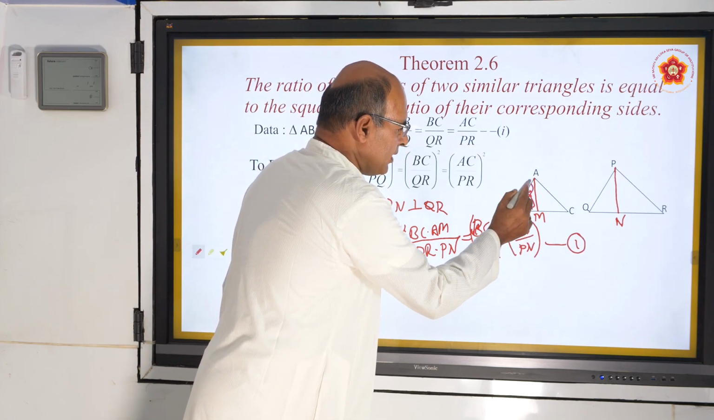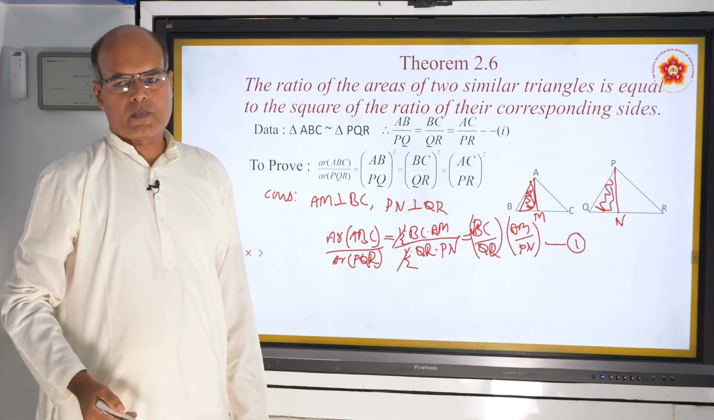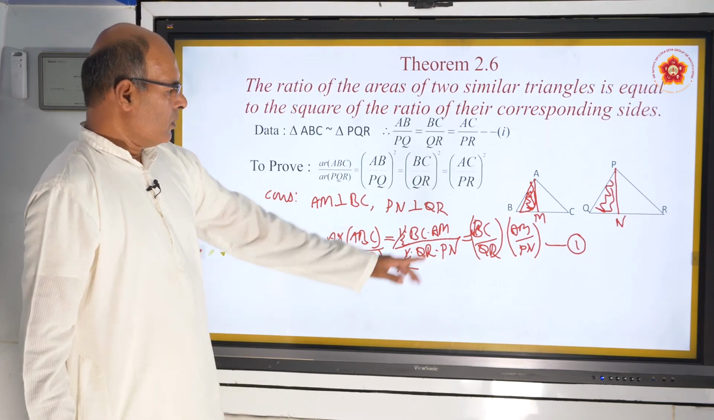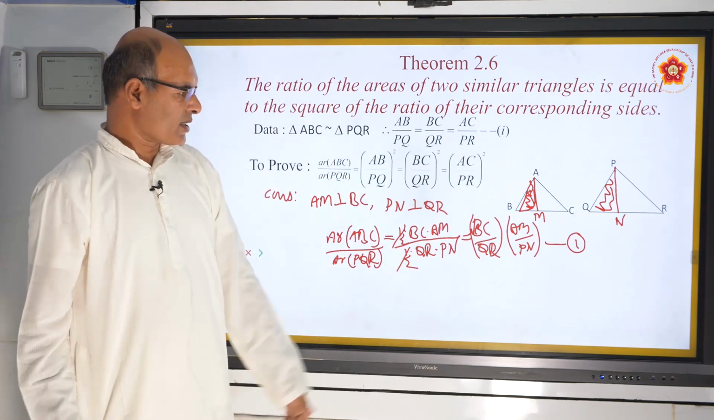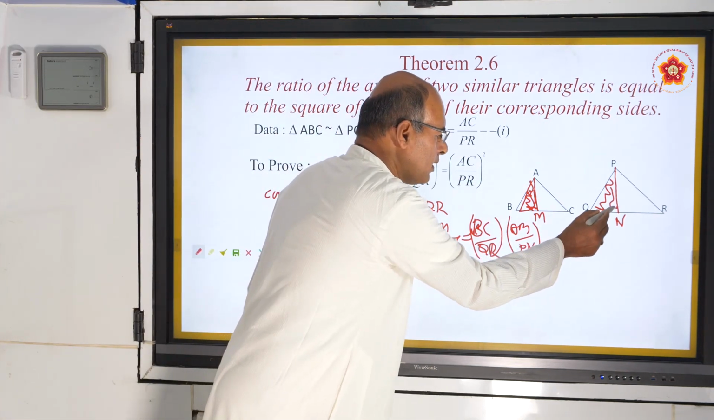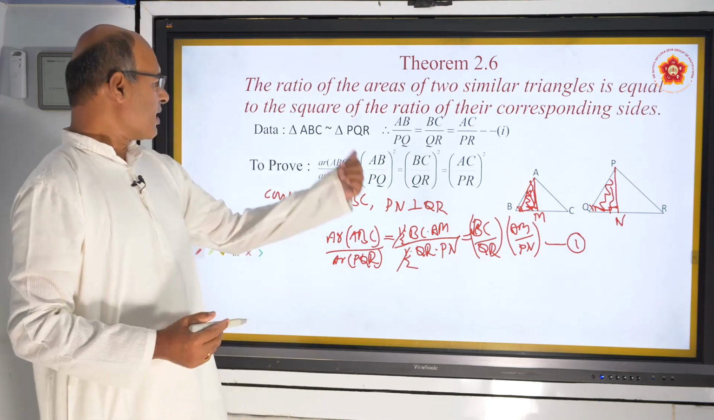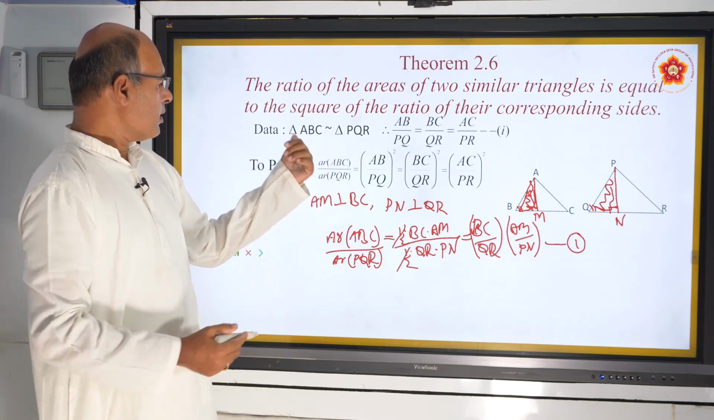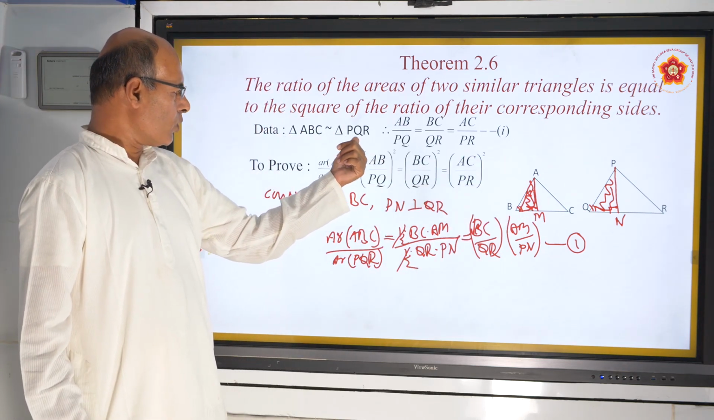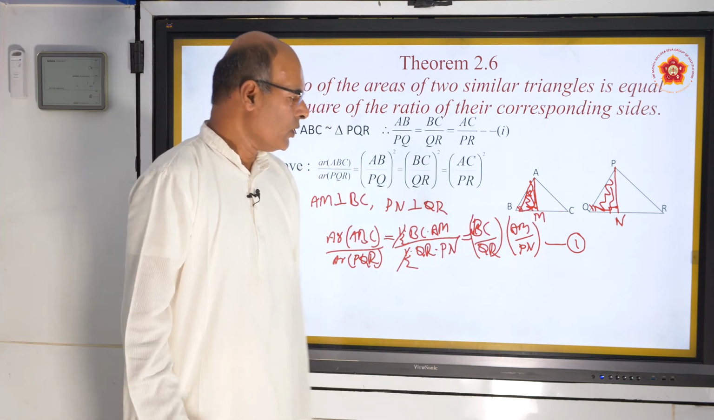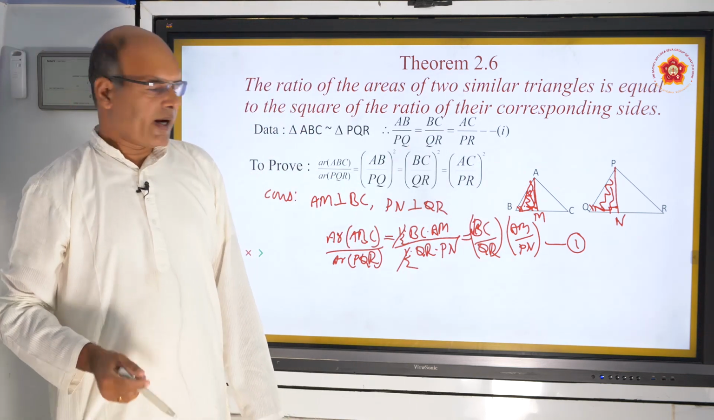Let us take triangle ABM and triangle PQN. You know that angle M is equal to angle N; according to our construction, both are right angles. Angle B of the first triangle is equal to angle Q of the second triangle. Why? Because it is given that angle A is equal to angle P and angle B is equal to angle Q in triangles ABC and PQR. Therefore, angle B is equal to angle Q. So these two triangles, ABM and PQN, are similar.